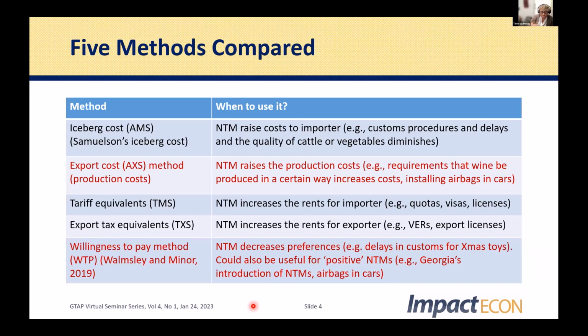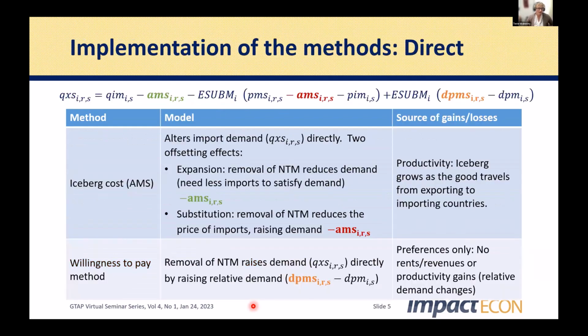So NTMs are a little complicated. They can fall in more than one category. They're not quite so simple as I've outlined, but I'm trying to give you an idea of where each of the methods might be useful. So how are they implemented?